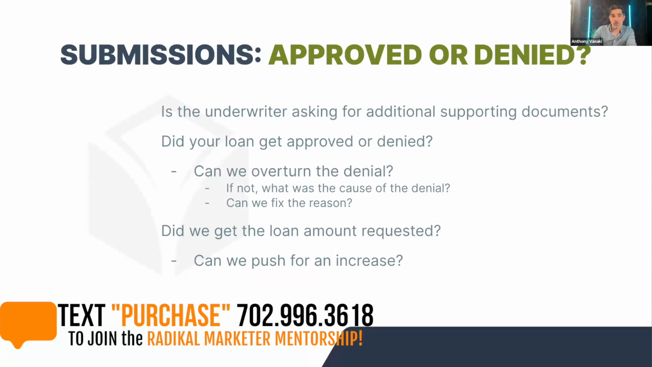Then you get your approvals or denials. Can I overturn it? What additional documents are they needing? What was the cause of the denial? Can I fix that? Can I come up with a good story? Can I provide some additional supporting docs to get that? Did we get the loan amount, or do I need to push for an increase? Or do I need to fight for the limit cut, right? Because they reduce it for whatever reasons.